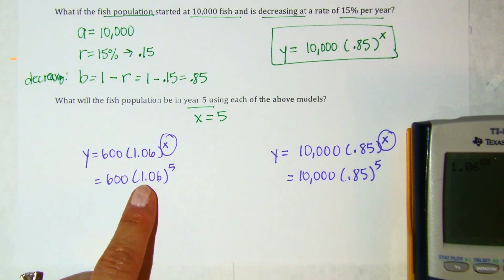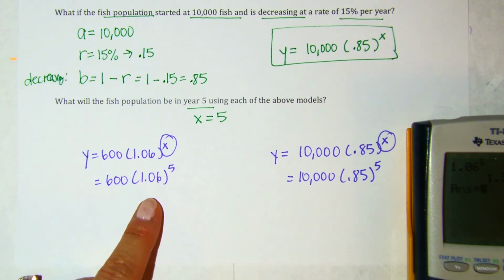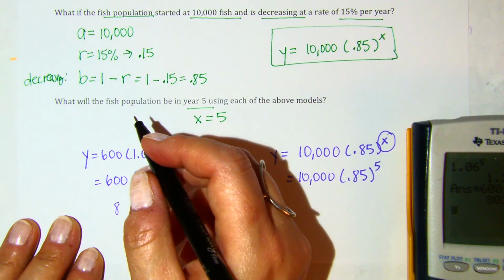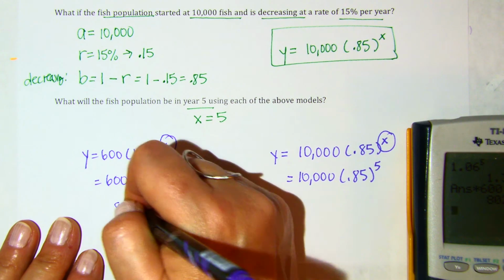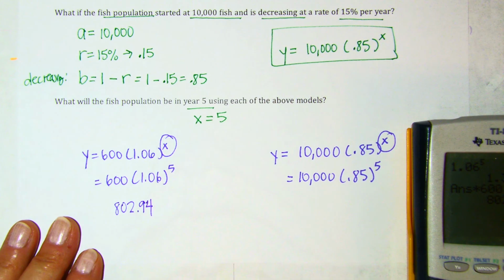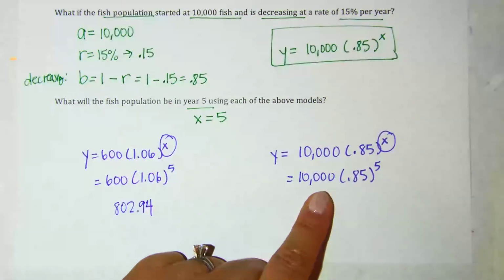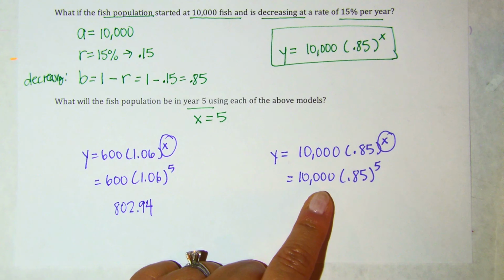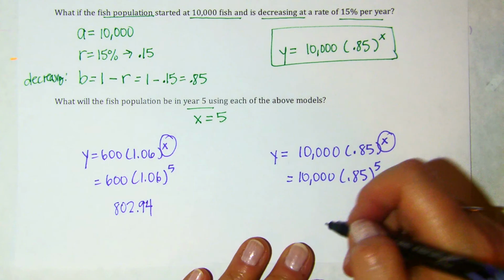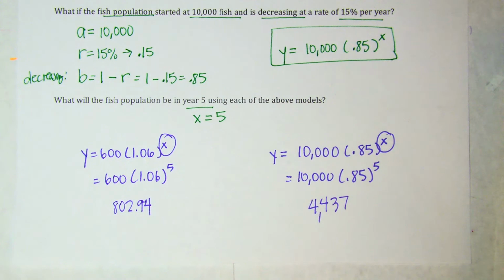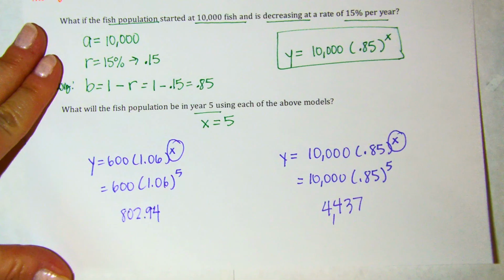So 1.06 to the 5th times 600 is 802.94. And then this one, 0.85 to the 5th power times 10,000 gives me this. So there you go. There's your population with both models.